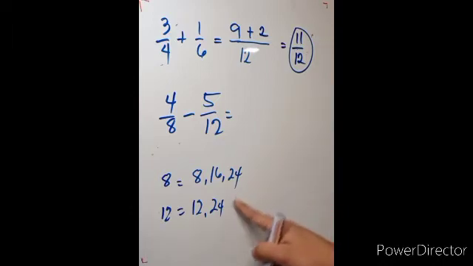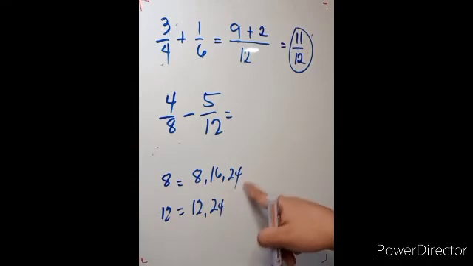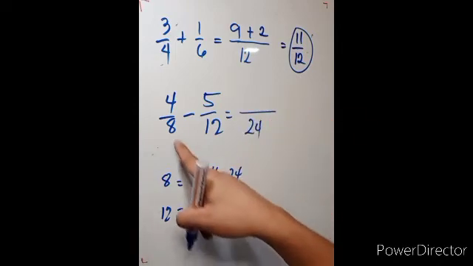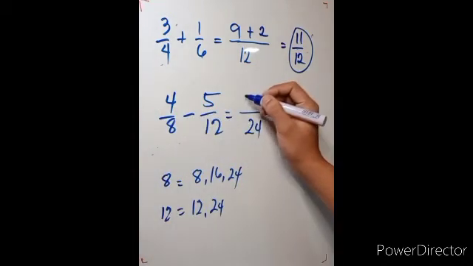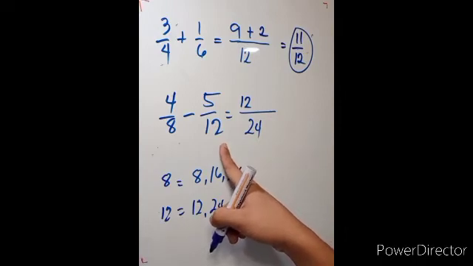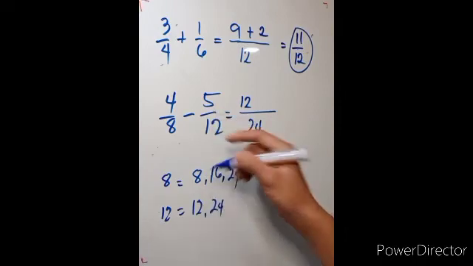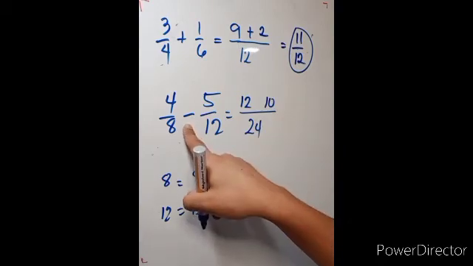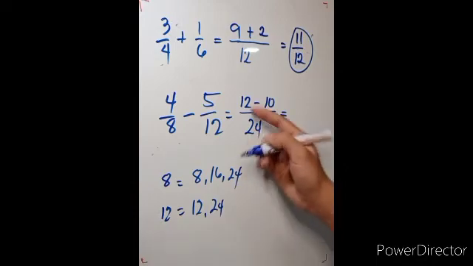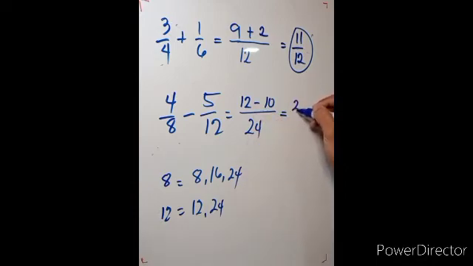Kaya lang meron na tayong lumitaw kasi na 24, and we all know that 24 is a multiple of 12. So our LCM is 24. Then we are going to use this as the LCD. So 24 divided by 8 is simply 3 times 4. That would be 12. 24 divided by 12 is equal to 2 times 5. That must be equal to 10. Our operation is minus. Next, we are going to solve it. 12 minus 10, that is equal to 2 over 24.